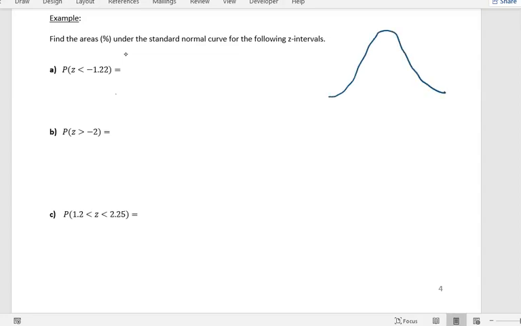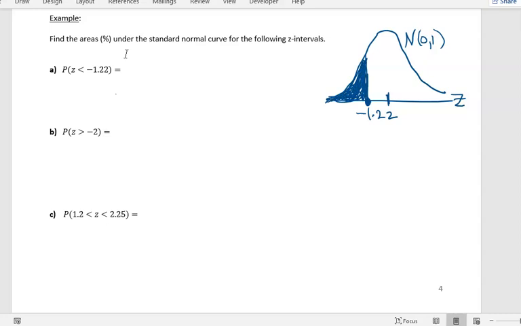Here's my normal curve. I'm going to put a z. It's a z-score, so it has a mean of 0 and a standard deviation of 1. 0 is going to be in the middle. There's 0. So negative 1.22 is going to be somewhere over here. I'm going to draw in that boundary. Negative 1.22 would be right there, somewhere. And it says less than. If I want the z-scores that are less than negative 1.22, that means I want the z-scores to the left. So I want all this area.